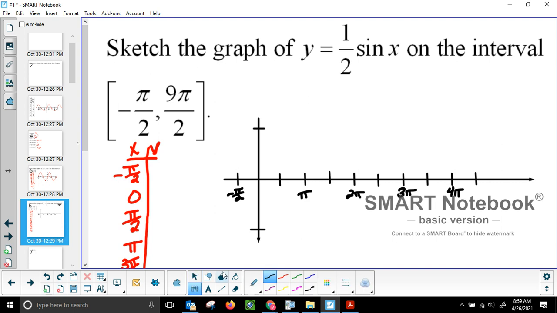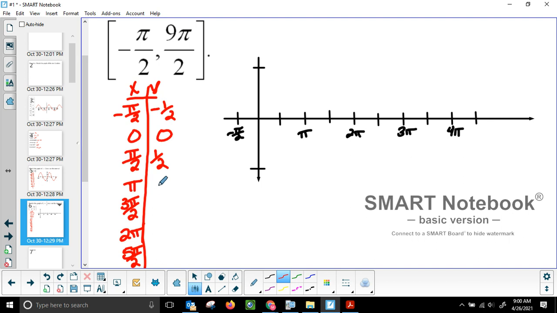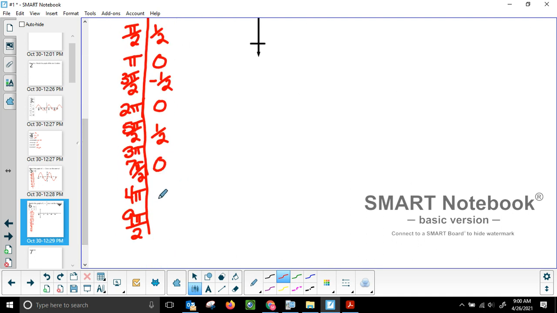All right, so hopefully we've started to get the hang of this. Negative pi over 2 is the same as 3 pi over 2, which is negative 1, but then when we multiply that by 1/2, we would get negative 1/2. Of course, sine of 0 is still 0, 1/2 of 0 is 0. Pi over 2, sine of pi over 2 is 1, half of that is a half. And then basically we just continue this pattern. So 0, negative 1/2, 0, positive 1/2, 0, negative 1/2, 0.